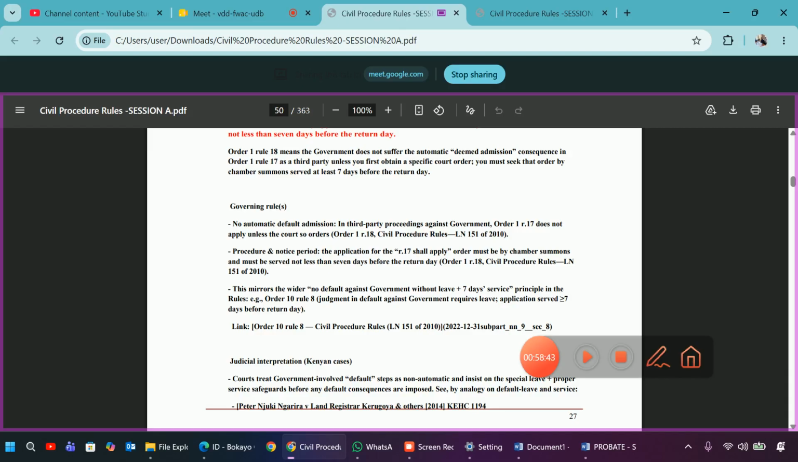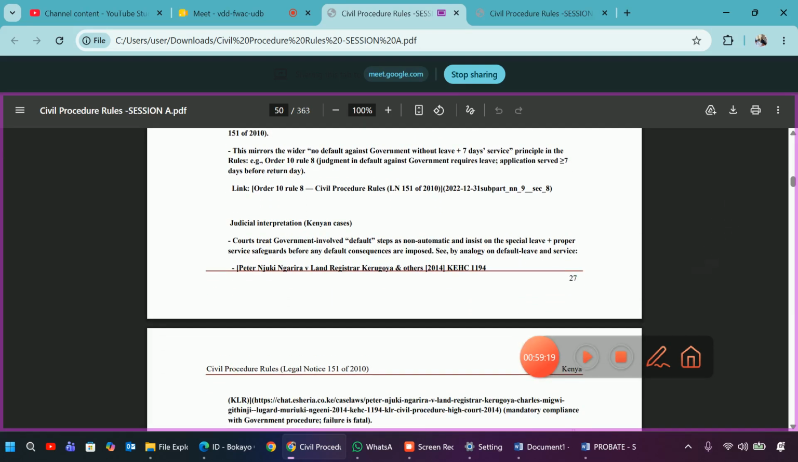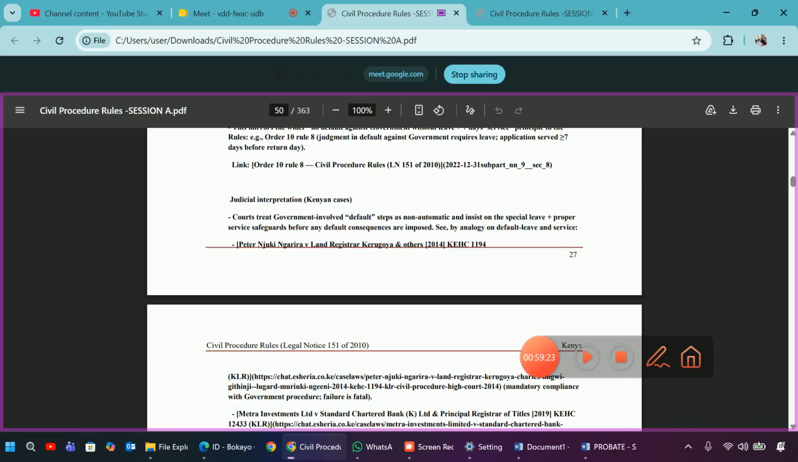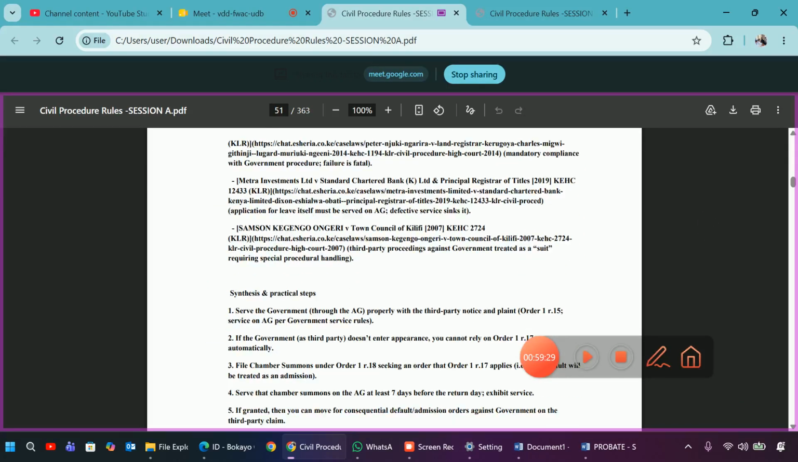So on the procedure and notice period, the application for the Rule 17 order must be by chamber summons and must be served not less than 7 days before the return day. Then this mirrors the wider principle in the rules of no default against government without leave, plus 7 days service. Okay, Order 10, Rule 8. Judgment in default against government requires leave. The application is served more than 7 days before the return day. But I believe there is a decision that declared that provision to be unconstitutional, as we will see when we get to Order 10. So courts treat government-involved default steps as non-automatic and insist on special leave plus proper service safeguards before any default consequences are imposed.